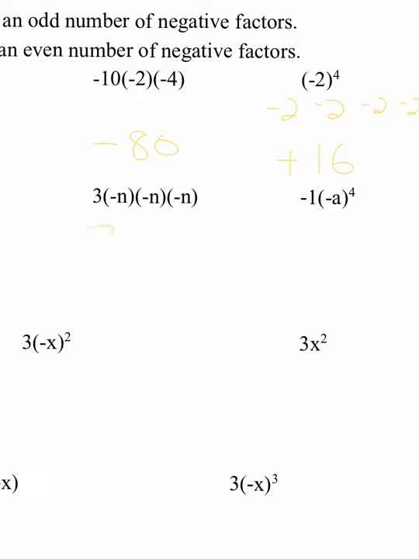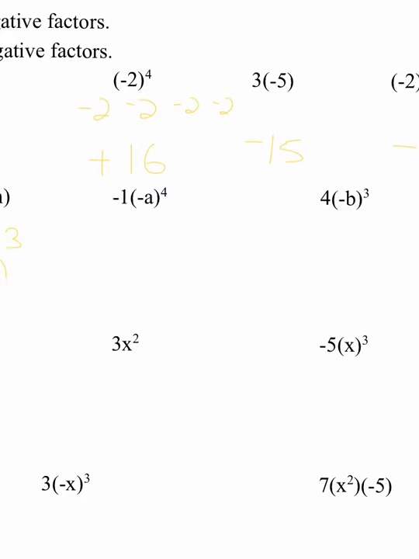Okay, so I have 3 negatives. Since I have 3 negatives, it's going to be a negative because 3 is odd. And then I have 3 times n times n times n, which we can write as n to the third power.